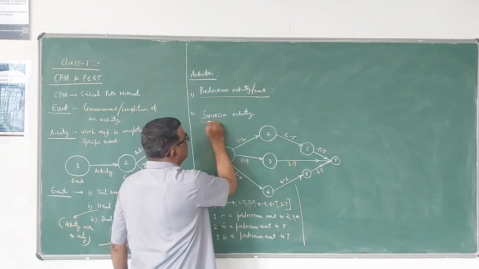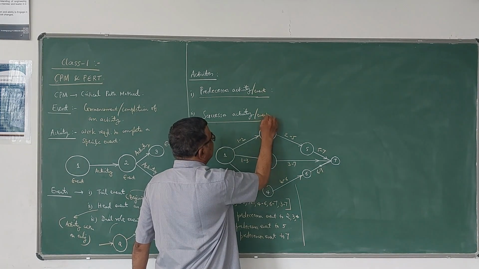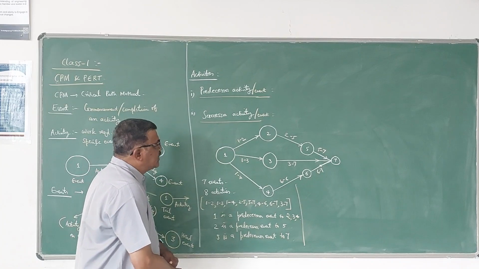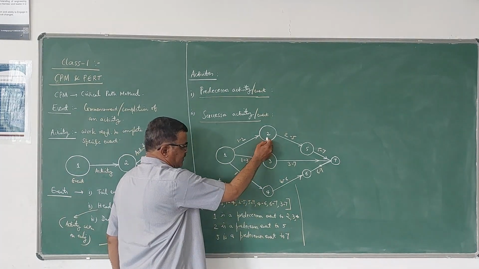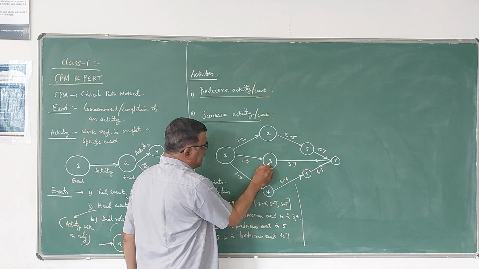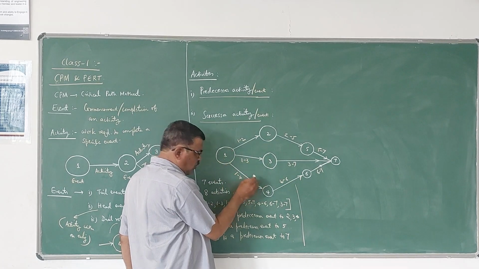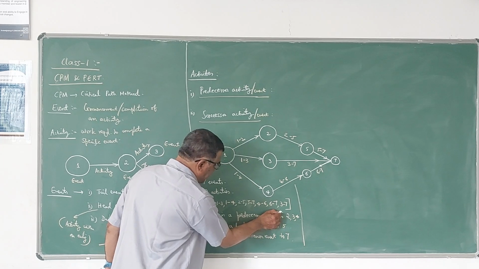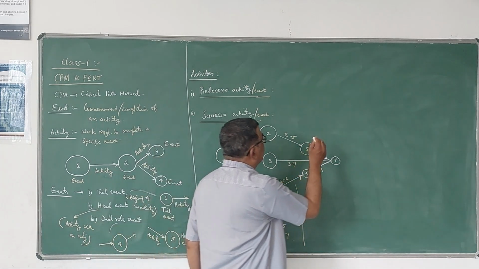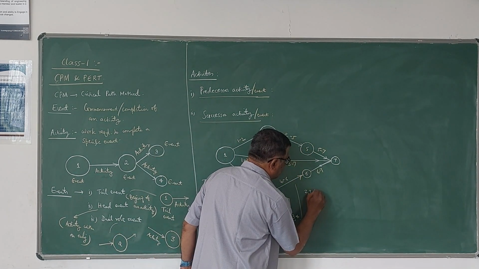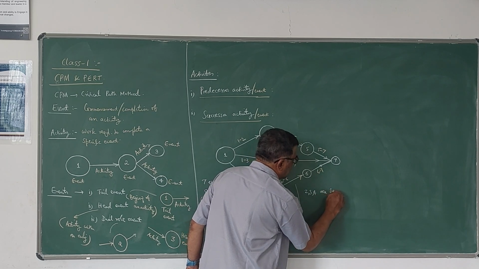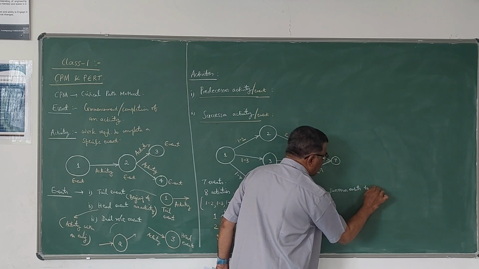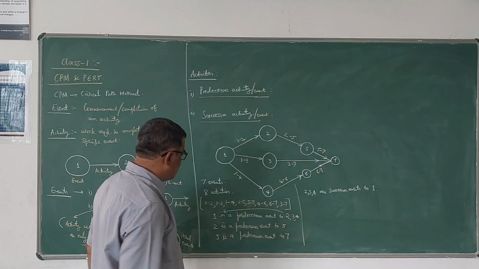Similarly, successor activity means it is the opposite of that, or event. Reverse. Here, 2 is a successor event to 1. 3 is a successor event to 1. 4 is a successor event to 1. So like that. So that means these two will be interchangeable. So 2, 3, 4 are successor events to 1. I can write like this.